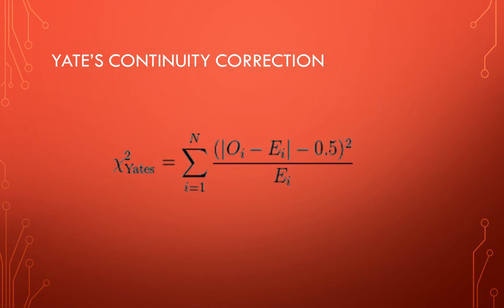Now, Yates continuity correction is often criticized as being too conservative, which means that there's a greater probability of a type 2 error. In terms of this chi-squared test, this means we're more likely to conclude that the difference between the two groups is due to chance, when in fact it is not, and there is an appreciable difference between the two groups. So just be aware that Yates continuity correction is sometimes seen as overly conservative.